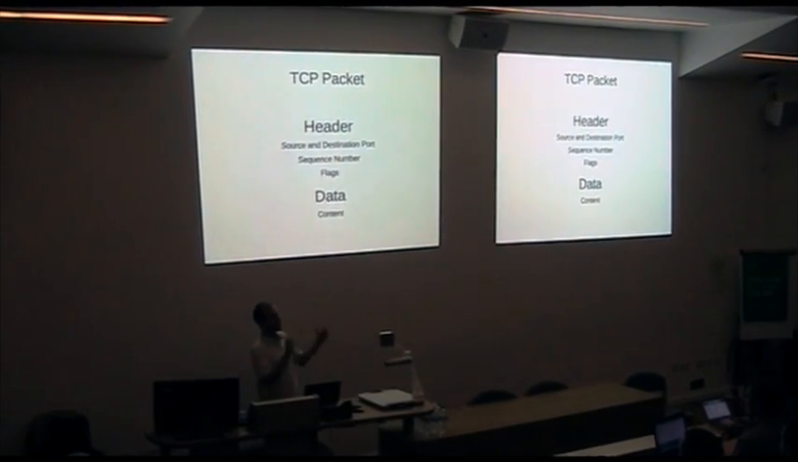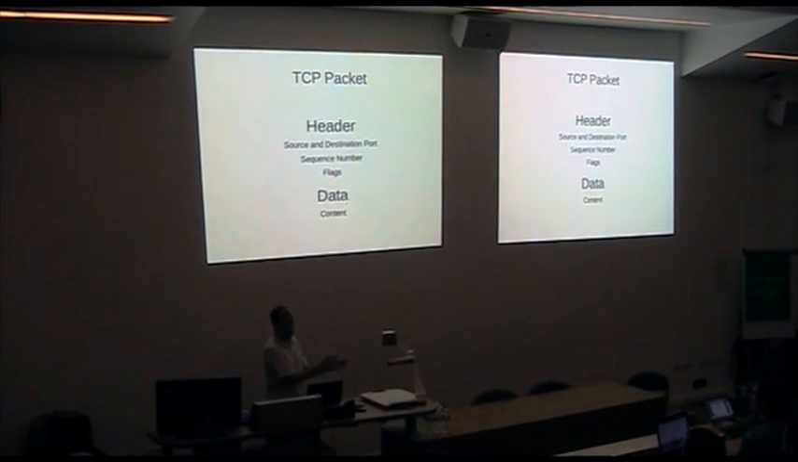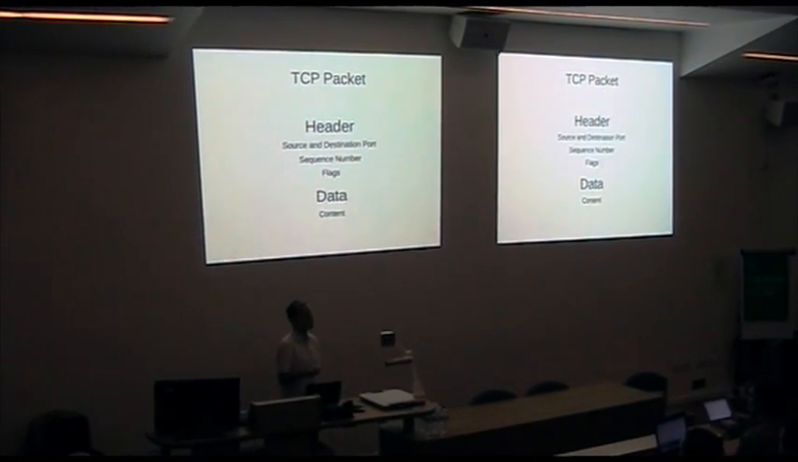And so just as we've got IP packets, within the data of an IP packet sits a TCP packet. And the TCP packet also has a header and some data. And the header contains different things here. It contains a source and destination port. The port number for HTTP is port 80 or 443 for HTTPS.